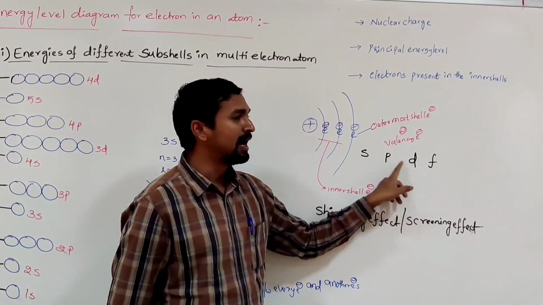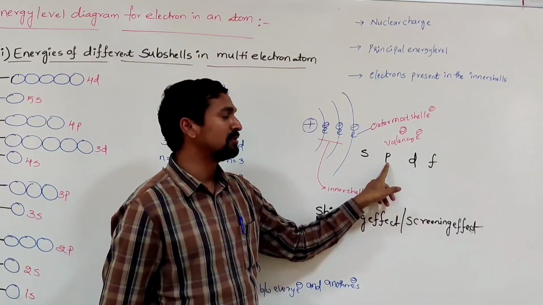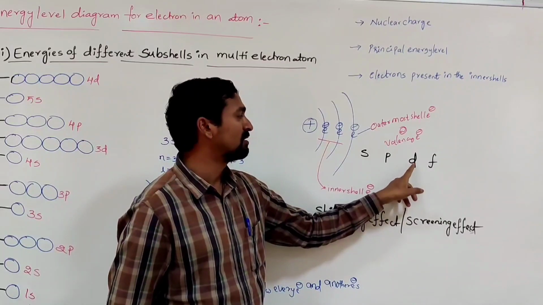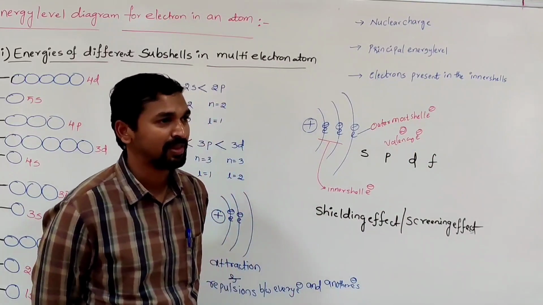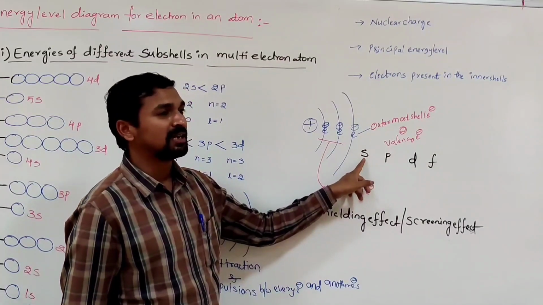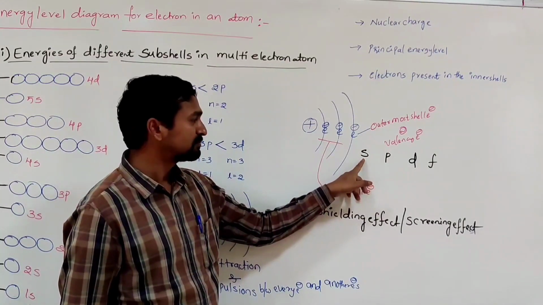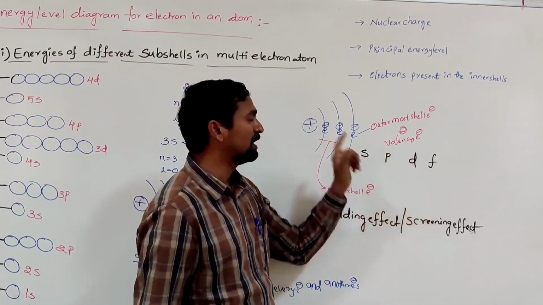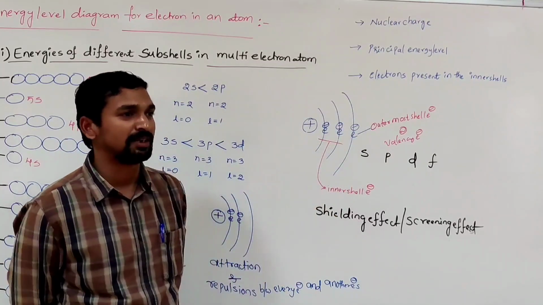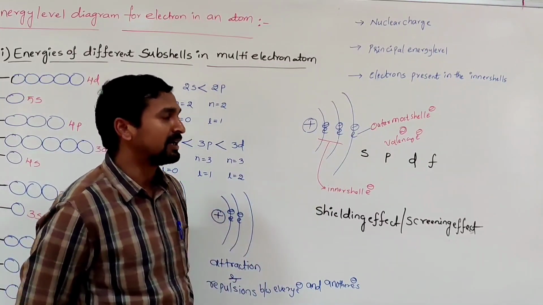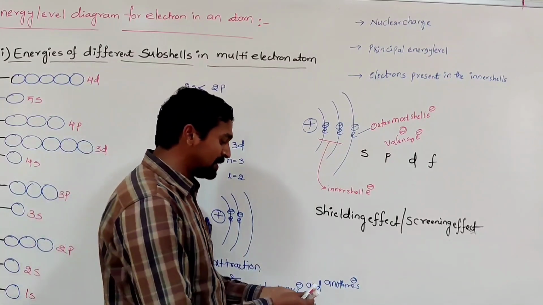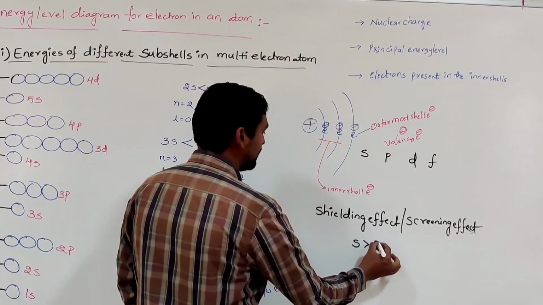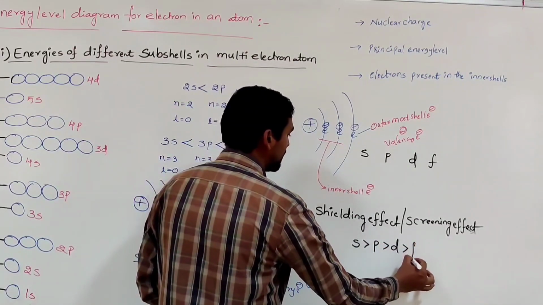When we are comparing the P and D, the P orbital is very close to the nucleus as compared to D. And among the D and F, D is somewhat very close to the nucleus as compared to which one? F. So that's why the electrons present in the S orbital are always shielded or screened less as compared to P, than that of D, than that of which one? F, due to the shape of the S orbital, that is spherically symmetrical. So that's why which orbitals have more shielding power? More shielding power means S is greater than P is greater than D is greater than F.